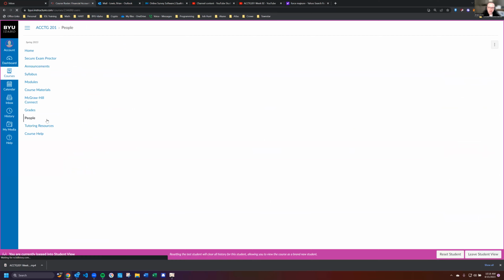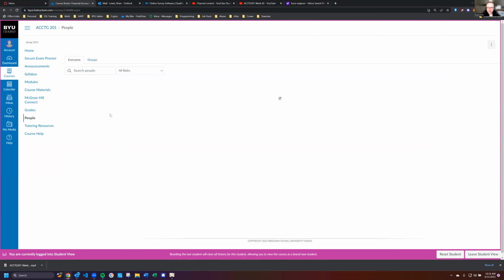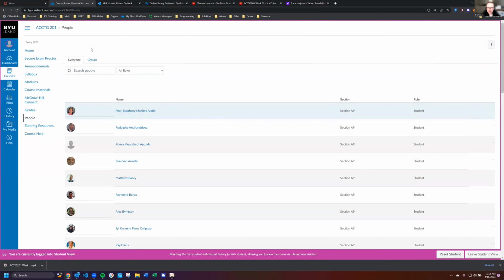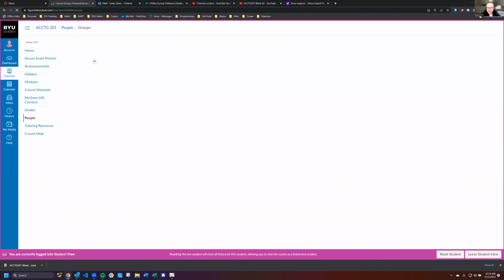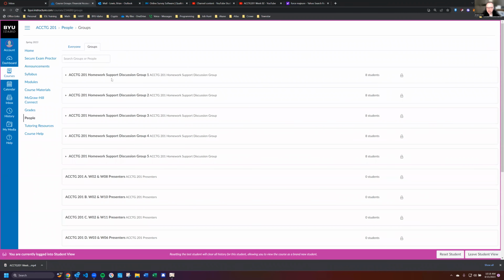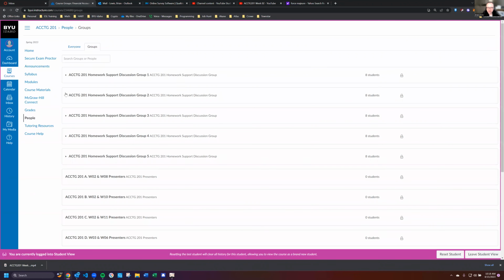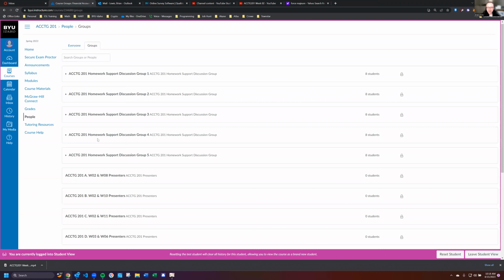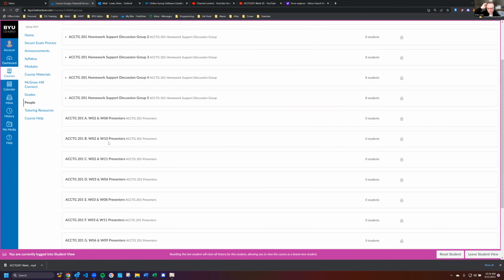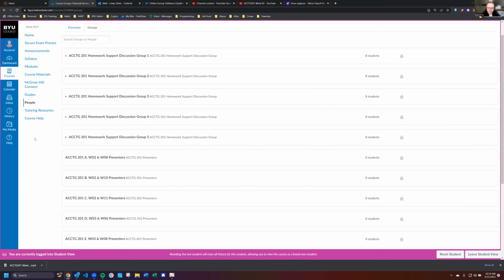On the people side, this will show you a list of everybody that's in the class. And it'll also show you what groups are assigned. This one is showing homework discussion groups, right? So you'll be able to see which group you're in. I've already got this set, so you're associated with groups. And once we get the signups done, you'll also be able to come here and see if you're signed up for a particular presentation, for any particular week.